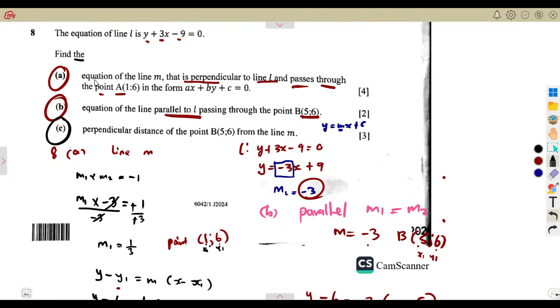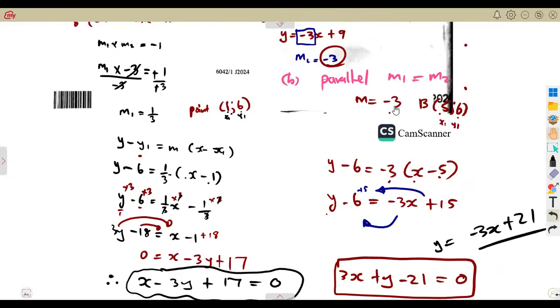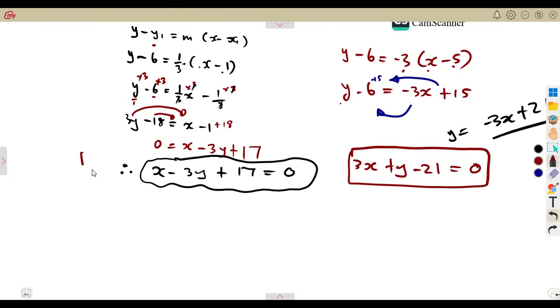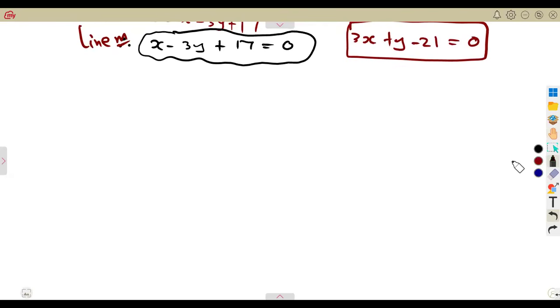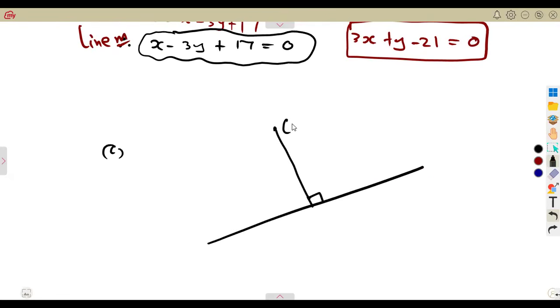This time we need to find the perpendicular distance from the point B, which is (5, 6), to the line M. Remember, the line M is the first one that we calculated in part A. So they're saying we need a perpendicular distance from the given point B (5, 6) to the line M, whose equation is given as x minus 3y plus 17 is equal to 0.